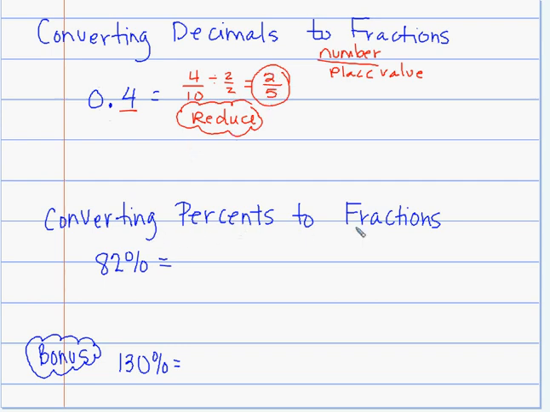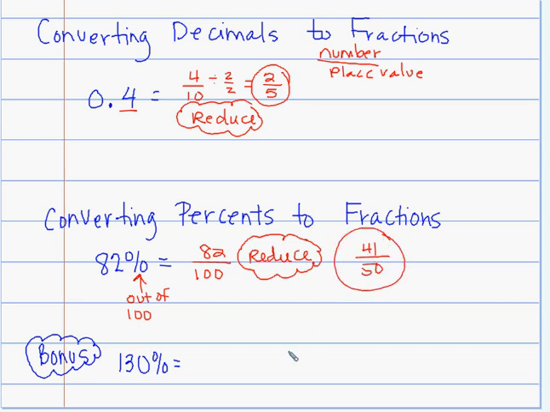If we have percents and we want fractions, remember that the percent sign means out of 100, so we write 82 out of 100, and again we reduce. So let's see, I know both of these are divisible by 2, so I'm going to get 41/50, and I think that's it.